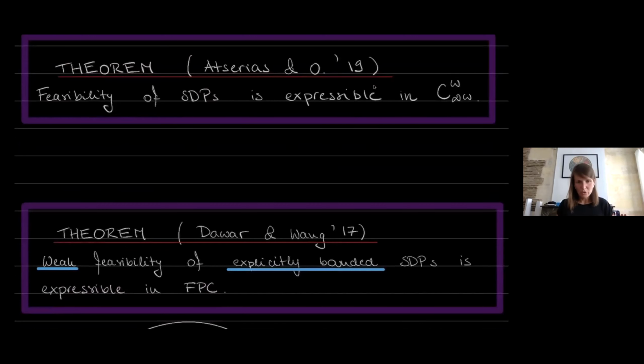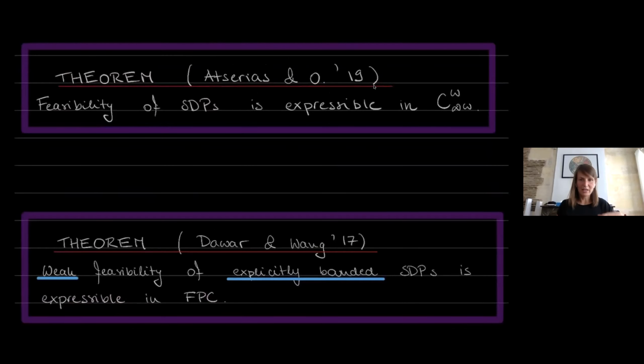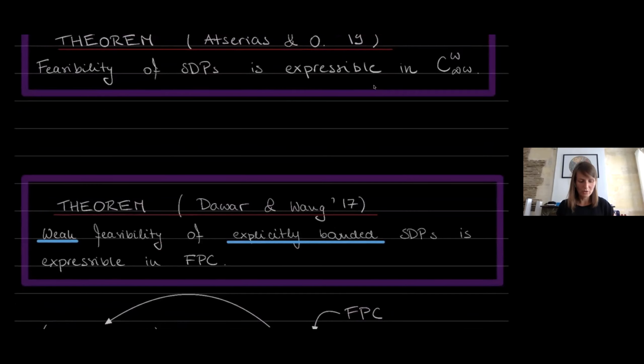So before we show this, this theorem about feasibility of SDPs is some kind of a trick on top of the theorem which was first shown by Dawar and Wang, which says that the weak feasibility of explicitly bounded SDPs is expressible in fixed point logic with counting. This is a problem that is known to be in polynomial time, so in particular, we can hope for it to be in FPC.